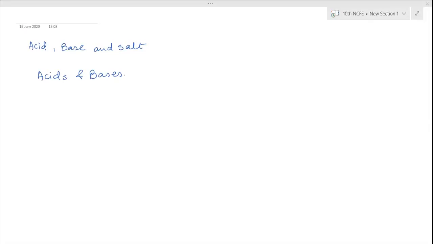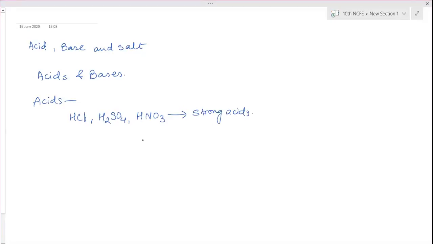Examples of acids are hydrochloric acid, HCl, then H2SO4, and HNO3. So these are strong acids. These will come under the strong acids. Then the next ones are H2CO3 and H3PO4. These will come under weak inorganic acids, inorganic acids which are weaker.